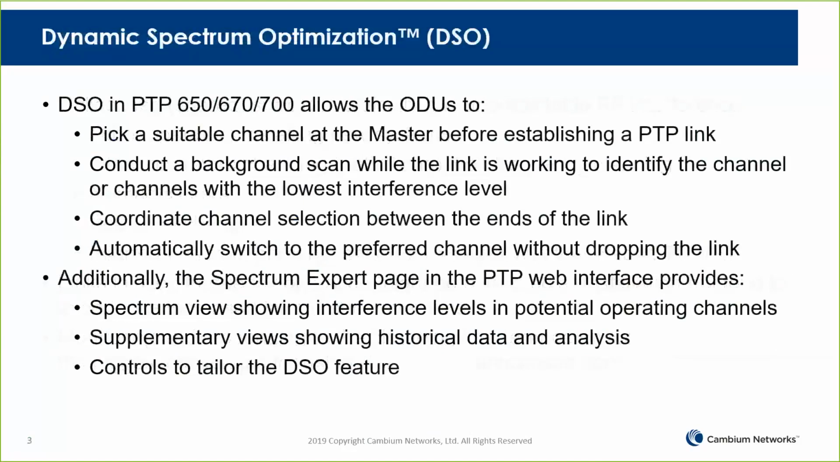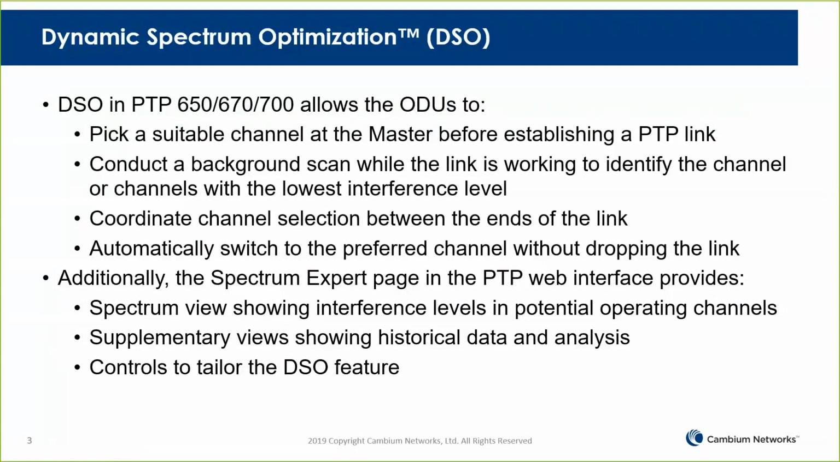DSO, what does it do? It gives the ODU the ability to pick a channel at the master end of the link before establishing a link. Then to conduct a continual background scan while the link is working to find channels with the lowest interference level, to coordinate between the two ends of the link to make a channel selection and move to the preferred channel, and a way to make that change without dropping the link, and in many cases without dropping packets.